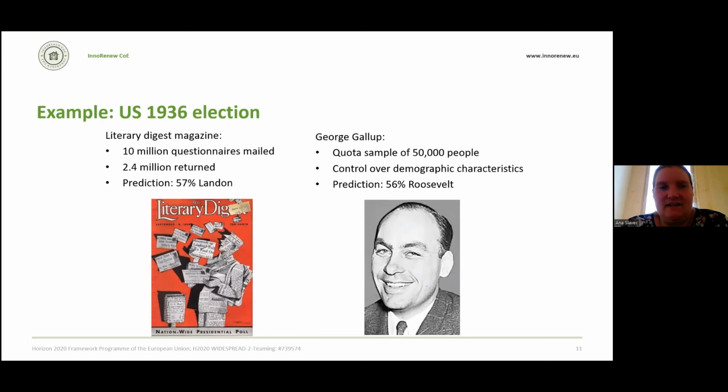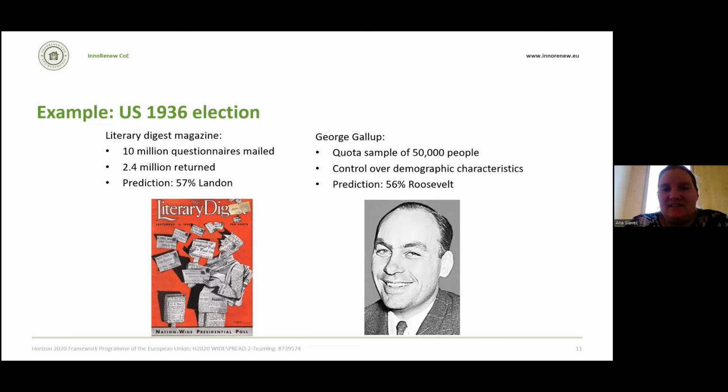this magazine, Literary Digest magazine, was very popular, and for every election, this magazine just mailed, because at that time they didn't have email, so it was a letter survey. They sent this form to all of their subscribers and asked them to respond who they're going to vote for. And every year they did that.